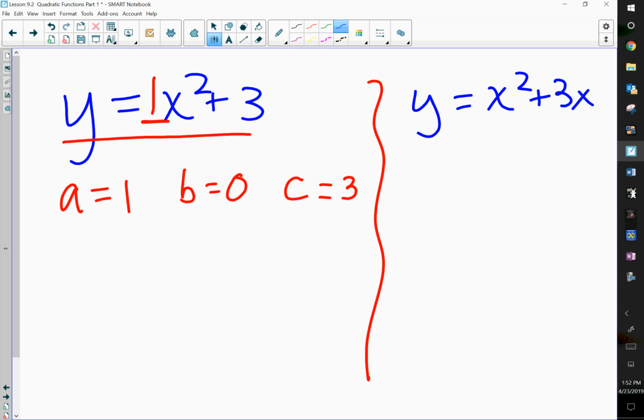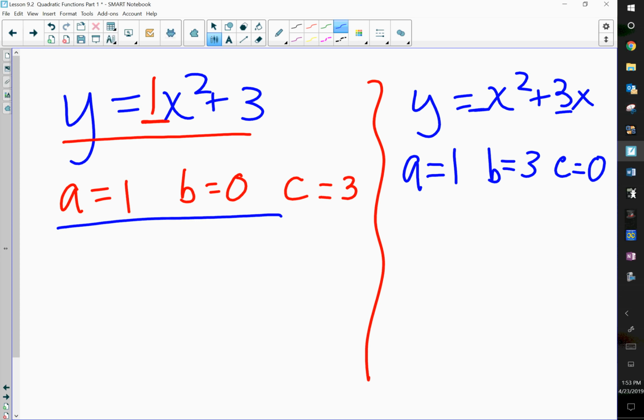In the second example, the A is always the coefficient in front of the x squared term. In this case, it's 1. The B is always the coefficient in front of the x term. In this case, it's 3. And the C value is always the number that's all by itself at the end, which in this case, there's nothing, so it has to be 0. So just keep that in mind when you're finishing the problems that I give you for your homework today. And that's it.